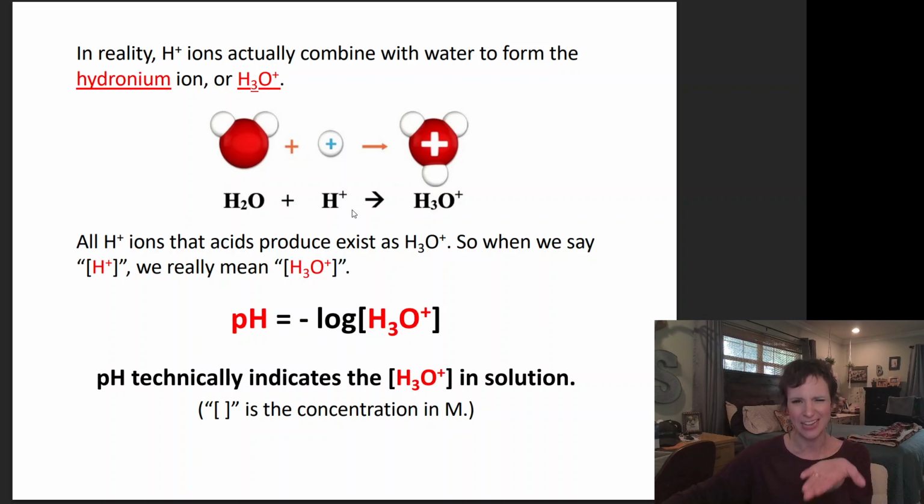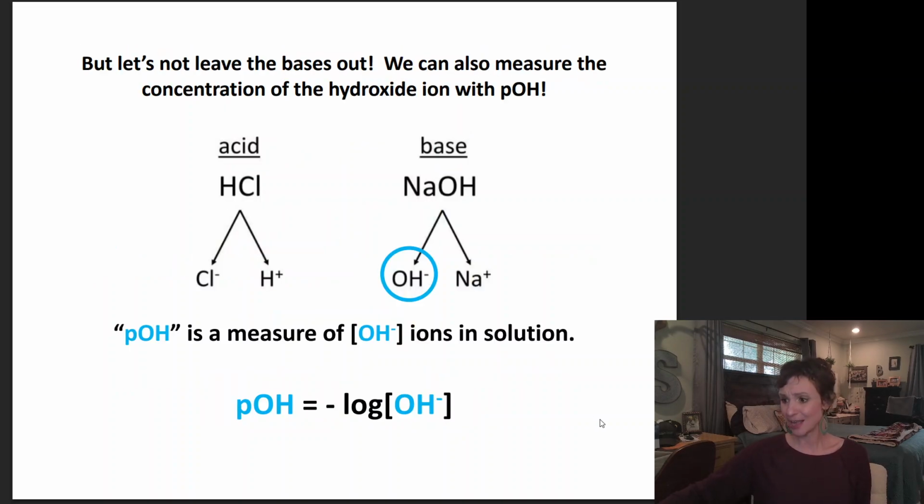So when I'm measuring the pH, I'm measuring the concentration of it in this structure. When we say hydrogen concentration, we really mean the hydronium ion concentration. If we're being technical, this is really the acidic ion that's present in aqueous solution. Amazing. But let's not leave the bases out. The bases have an important ion too.